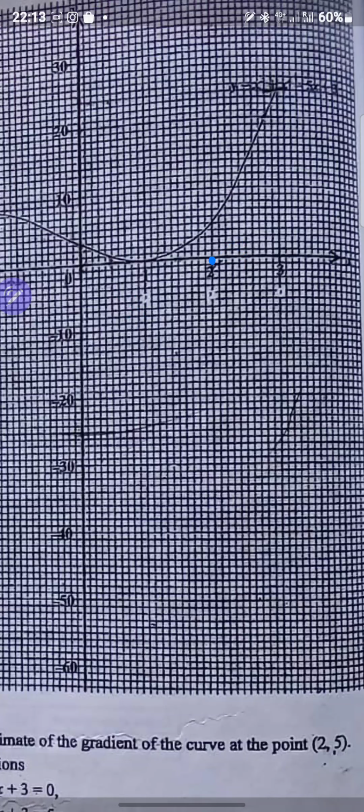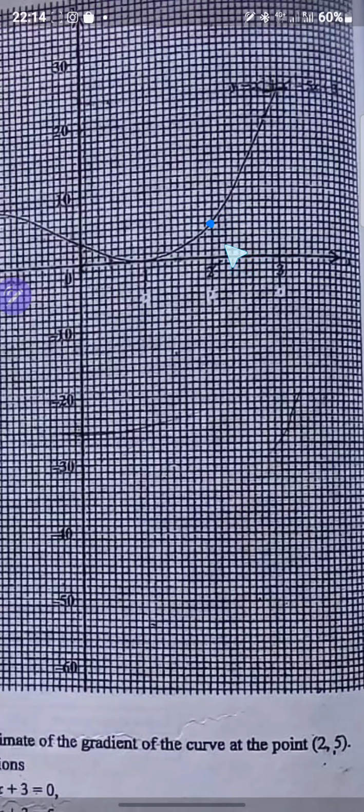Then 5, we need to check the scale. So from this 2 up to here, I think there are 10 boxes. There are 10 small lines. So there is 1, 2, 3, 4, 5, 6, 7, 8, 9, 10. So that means from this point here where 2 is, you count 5 small boxes going up. So 1, 2, 3, 4, 5. So this is where 5 is. So what you do, you put a dot here, on this curve here.